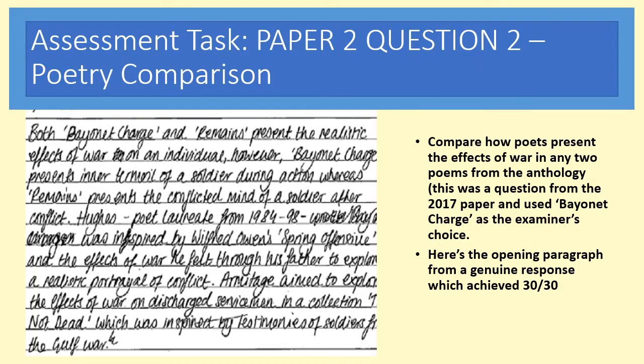This opening paragraph was from a real response. It achieved 30 out of 30. So it's worth looking at in terms of how it sets it up. And I think the important thing to note here is that right from the start, you can see the writer is referencing both poems all the time. Now, again, you don't have to do that in the exam, but I personally think it's a really effective way of demonstrating to the examiner that you're comparing all the time. And it seems to me a sensible thing to do. I always feel the danger with writing about each poem quite separately is that it feels like two separate essays as opposed to one smooth response.